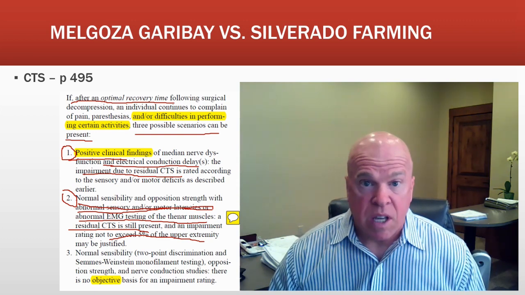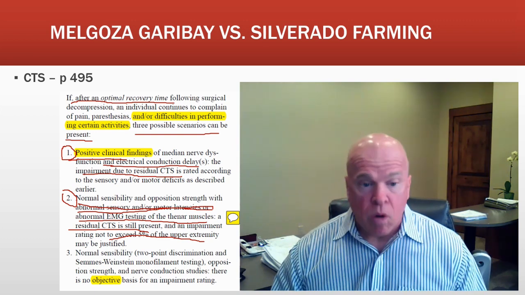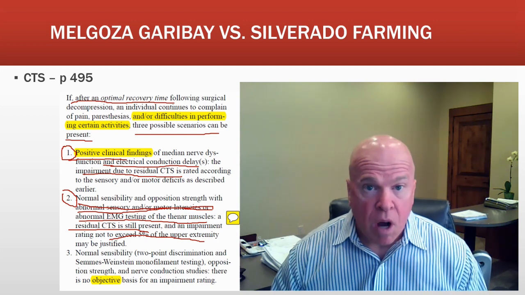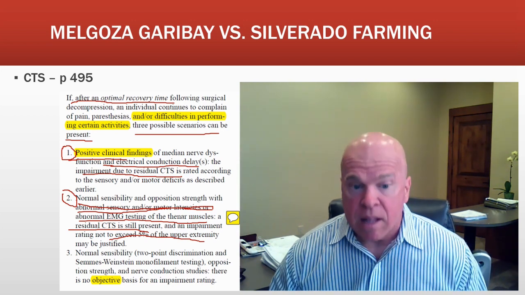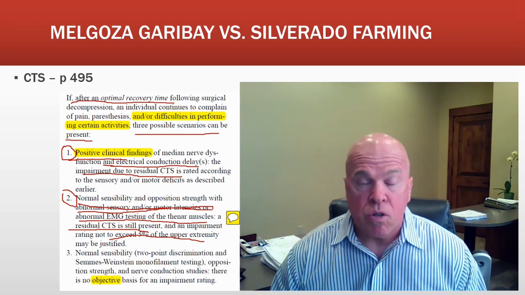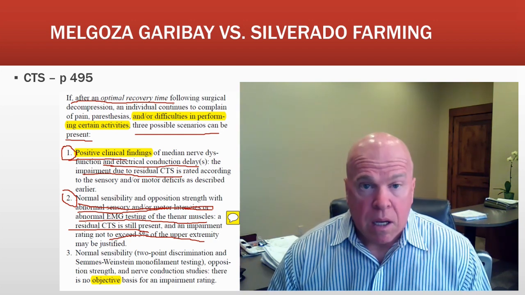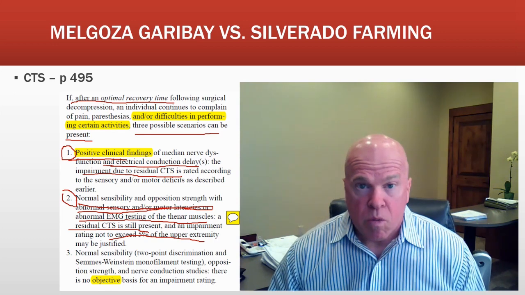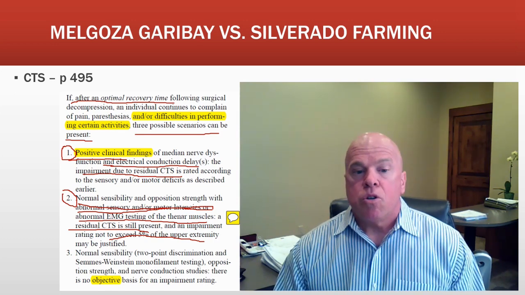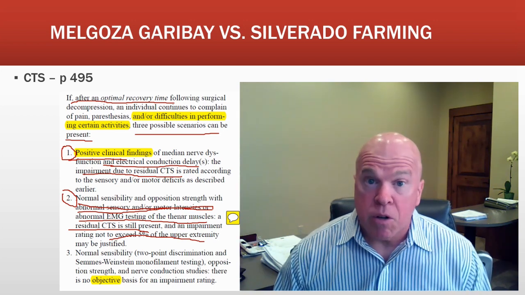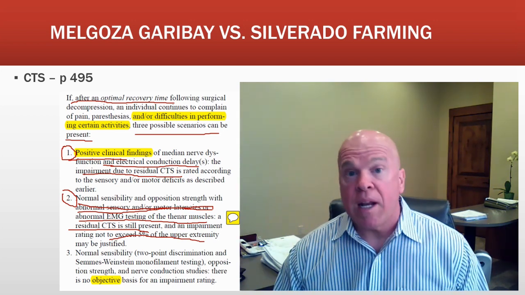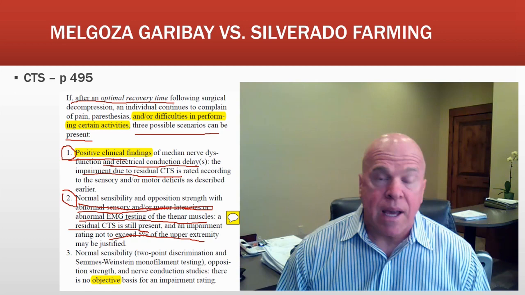Now, this case, the Melgoza-Garibay case, we don't know what the physical exam findings are. But is it likely that she had normal sensibility? Is it likely that she had normal thumb opposition strength? Apparently, the carpal tunnel surgery was uncomplicated, so perhaps this could be an accurate description of her impairment rating under the strict application of the AMA guides.